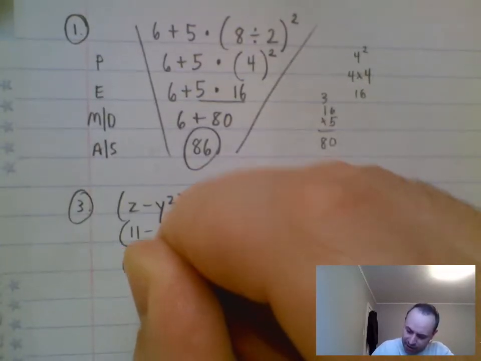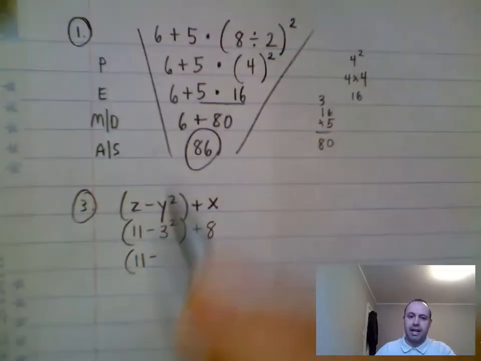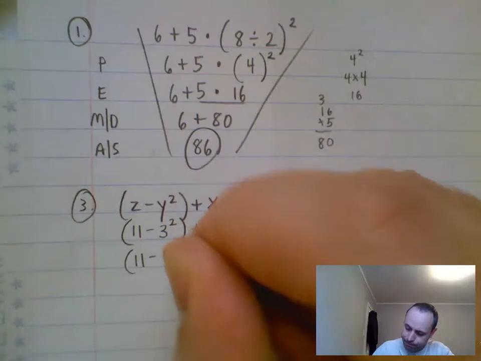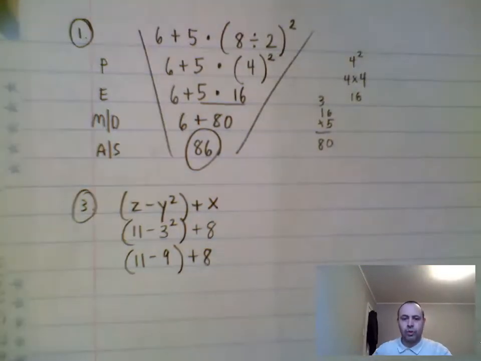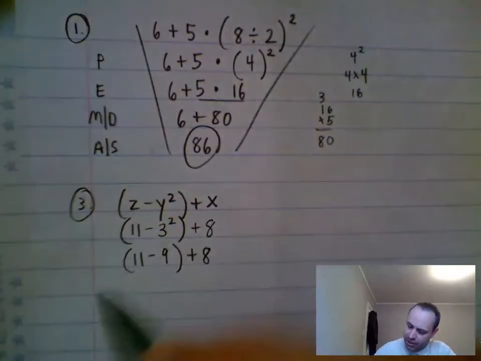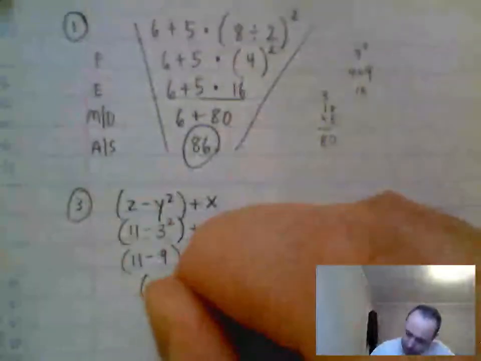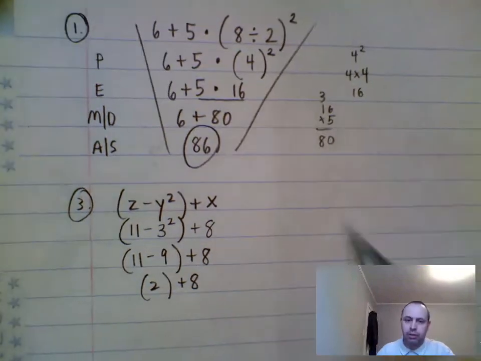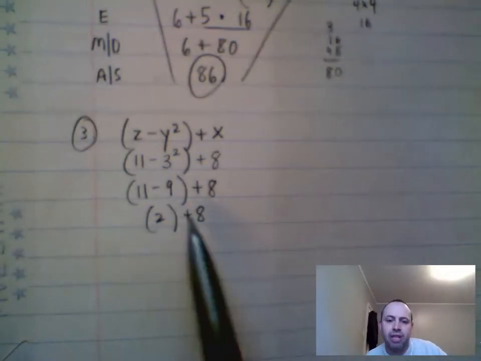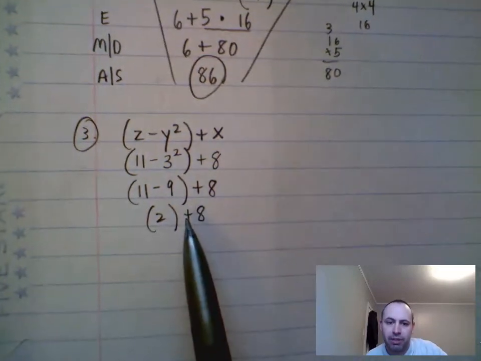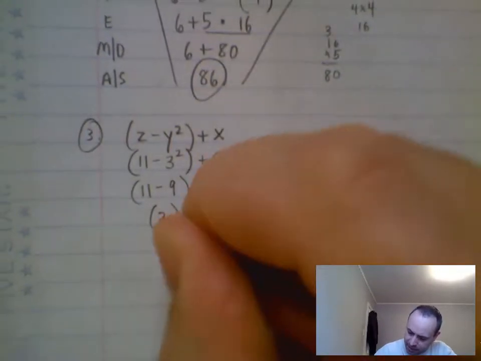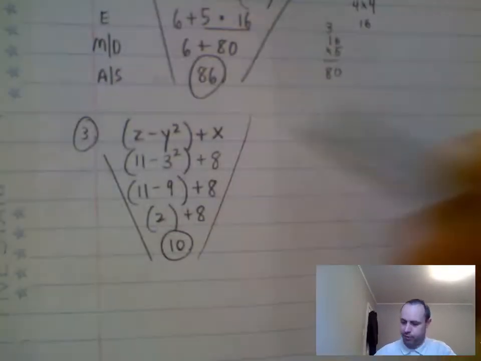So we're going to copy down our 11, copy down our minus, and then 3 squared is 3 times 3, or 9. Copy down the rest of the problem. Next up, P, parentheses. Okay, so 11 minus 9 is 2. Don't forget to copy down that plus, because if you don't, it might look like 2 times 8. But make sure you bring that plus down. It's 2 plus 8, and 2 plus 8 is 10. So there's our answer for number 3.